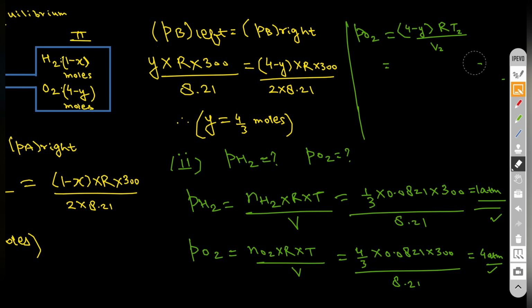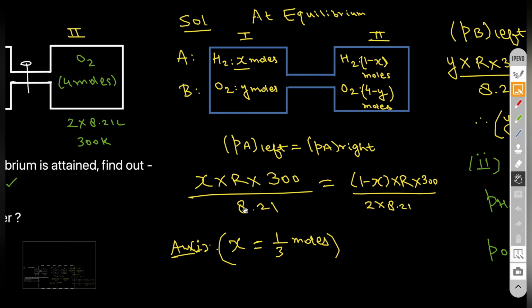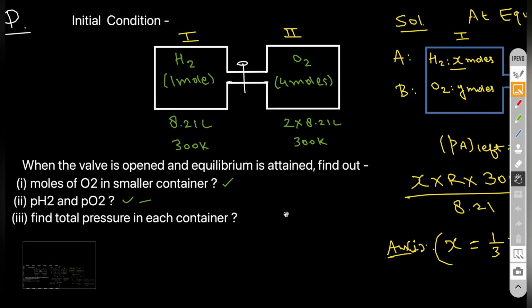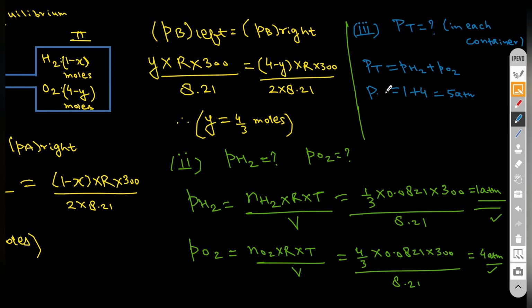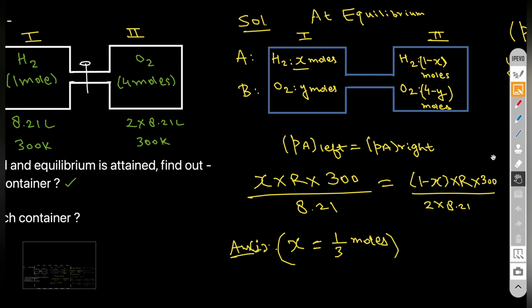Now we'll solve the third part, where we have to find the total pressure in each container. We can solve for any one container. Let's take the left container. So the total pressure will be the same in each container, right? So it will be the same for the left as well as the right container. So total pressure is pressure of S2 gas plus pressure of O2 gas. So it will be 1 plus 4. It will come out to be 5 atm. So this is our answer. So we have solved all the three parts here, right?